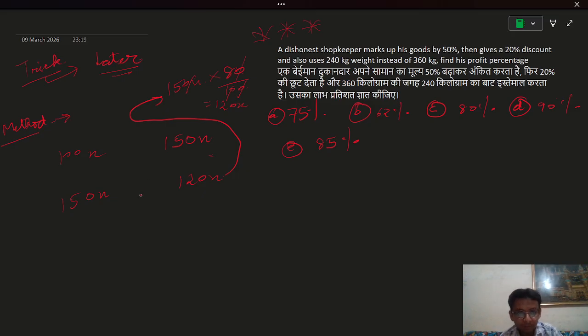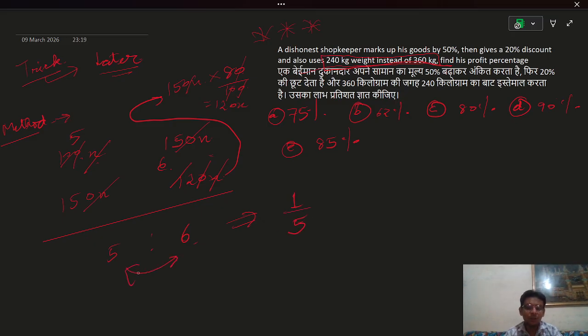Okay. Now let's say if he didn't cheat, if he wouldn't give 240 kg instead of 360 kg, then simply what will our answer be? On cancelling these out, and on cancelling these as well, in the simplest form, 2 5s, 2 6s, it will become 5:6. Okay, so what will be the profit? Our profit will be 1 by 5.